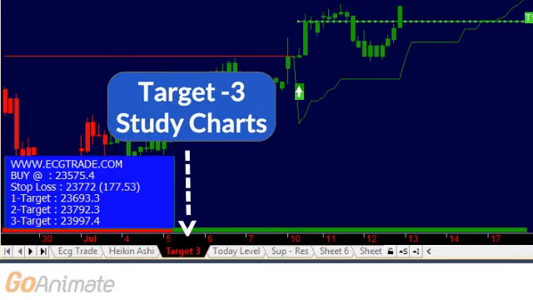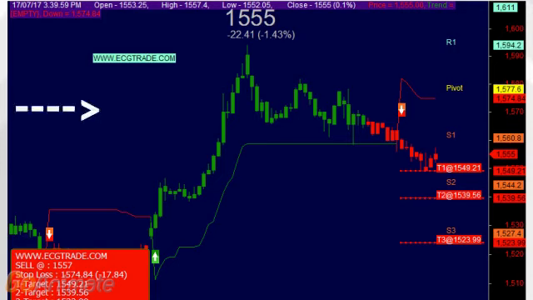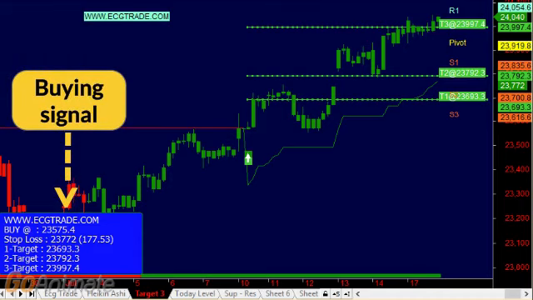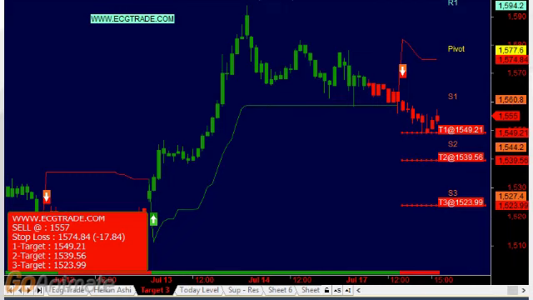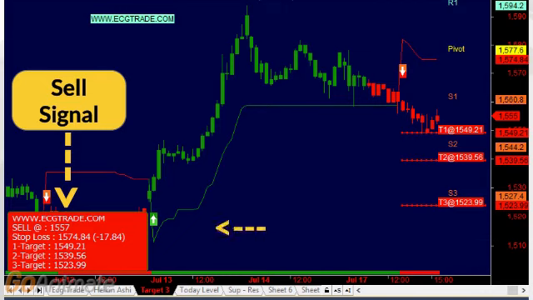Now let's start with a study called Target 3. There is a green color arrow sign at the time of buying and a red color arrow at the time of selling. There will be a blue color box for buying, and in it there will be a buying price, a trailing stop loss price and 3 targets. Similarly, there will be a red color box for selling, with the selling price, trailing stop loss price and also 3 targets.